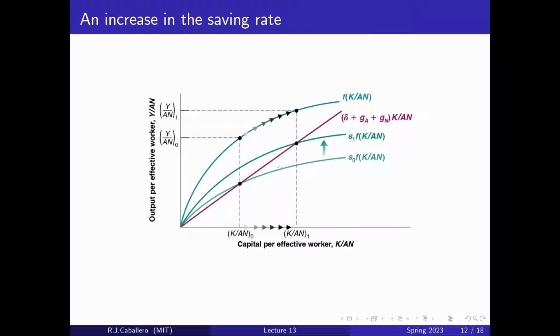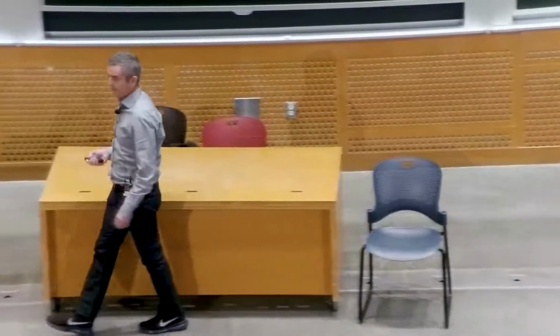But eventually, decreasing returns will kick in here as well, and that transitional growth will stop. We'll end up at a higher level of output per effective worker and a higher level of capital per effective worker, but the rate of growth in the long run will not be affected by the saving rate. We'll get more transitional growth, but we will not get faster long-term growth.